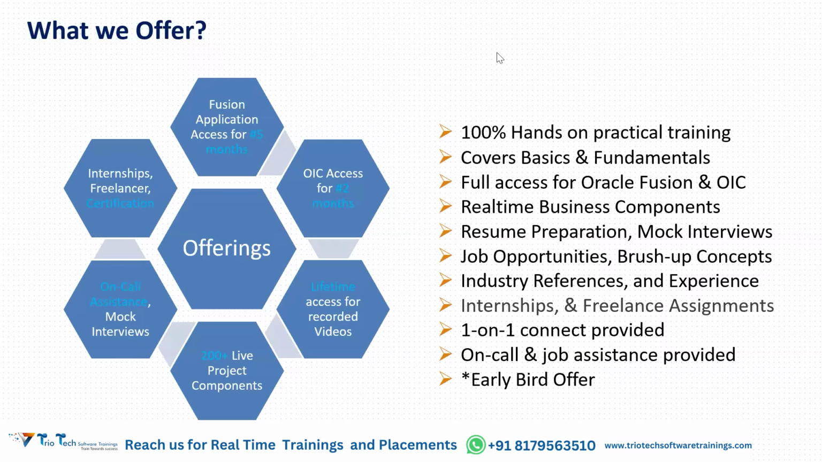This particular course we have planned with course fees of 25,000. But as part of this early bird program, you will get a cash discount of 2,000 rupees. In addition to that, you will get additional access for Fusion for 2 months. So instead of 5 months, you will get 7 months access, and instead of 2 months access for OIC, you will get 4 months access. This additional access for 2 months itself will cost 6,000 rupees minimum.